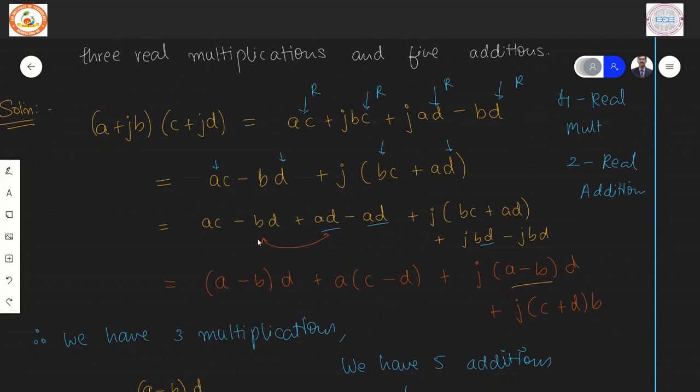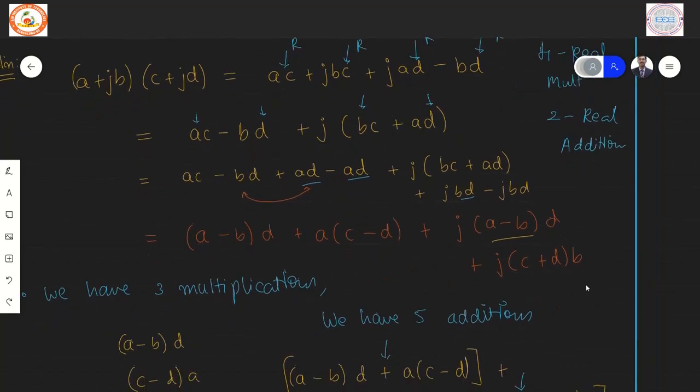Next, we have to see the common terms what we have. So here we have the common term which is D, and you get A minus B times D, and here we are taking the common term which is A. So we get A into C minus D. Once again here taking J common, A minus B into D and J into C plus D into B.